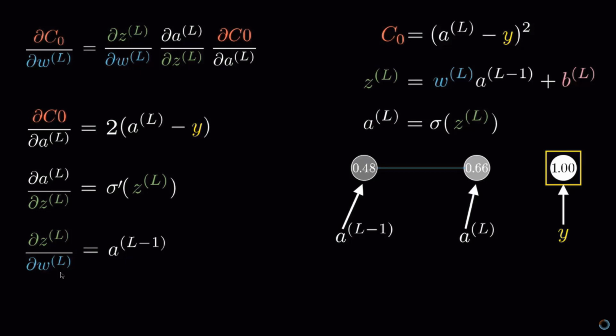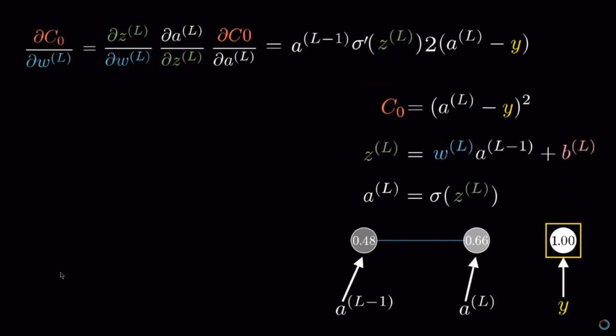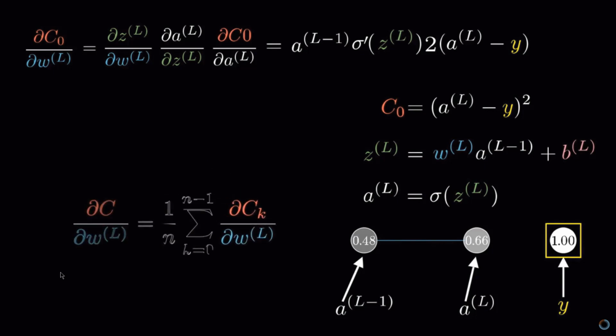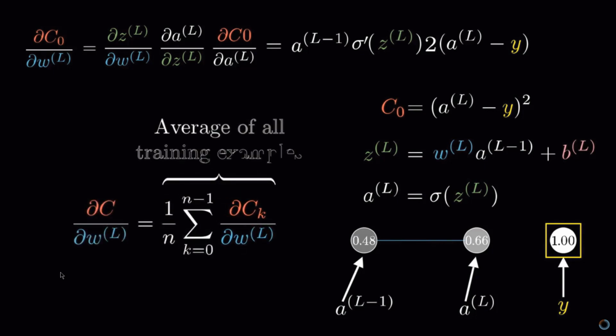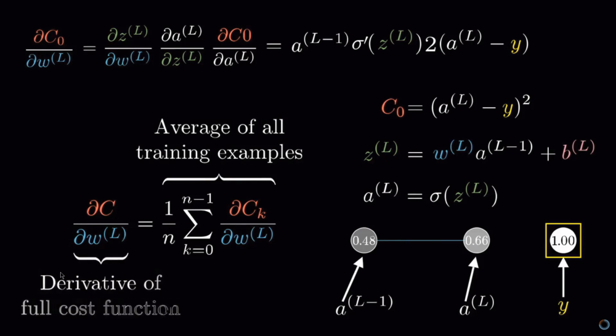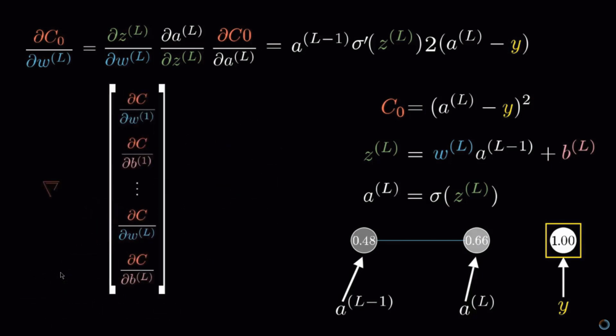And all of this is the derivative with respect to WL only of the cost for a specific single training example. Since the full cost function involves averaging together all those costs across many different training examples, its derivative requires averaging this expression that we found over all training examples. And of course, that is just one component of the gradient vector, which itself is built up from the partial derivatives of the cost function with respect to all those weights and biases.